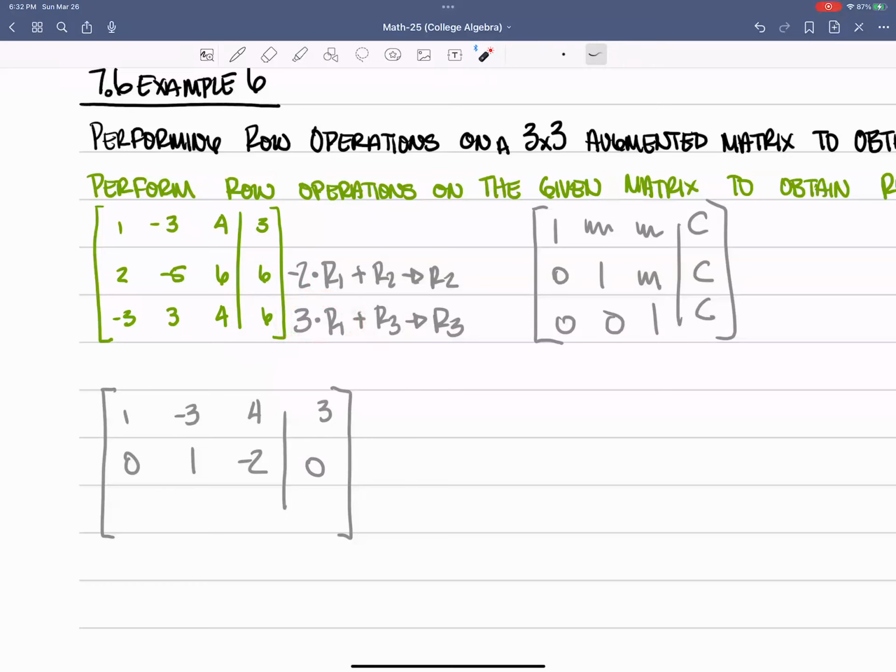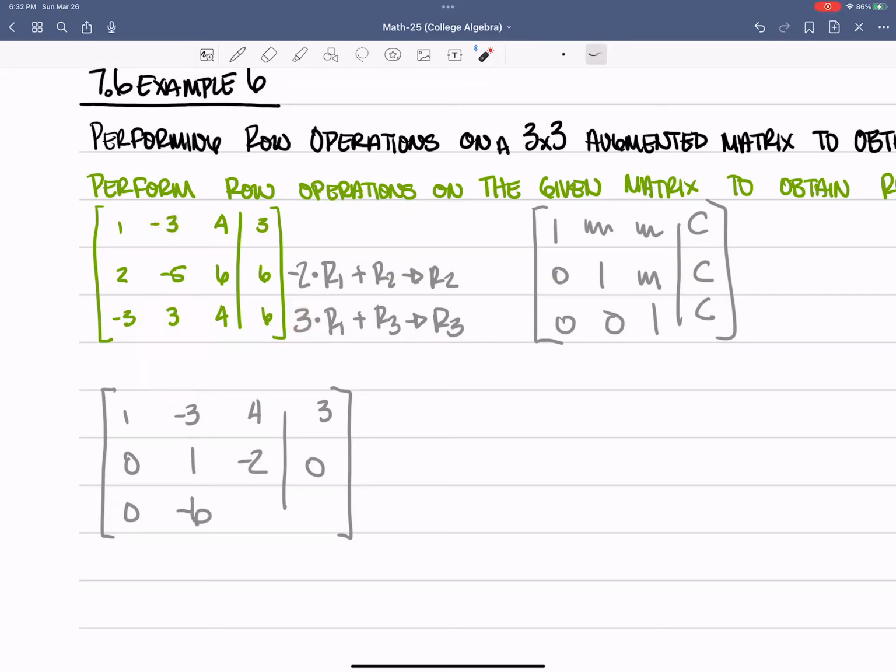So 3 times row 1. So row 1 is 1. 1 times 3 is 3. 3 plus negative 3 is going to give us 0. Now negative 3 times 3 is negative 9. Negative 9 plus 3 is going to give us negative 6.